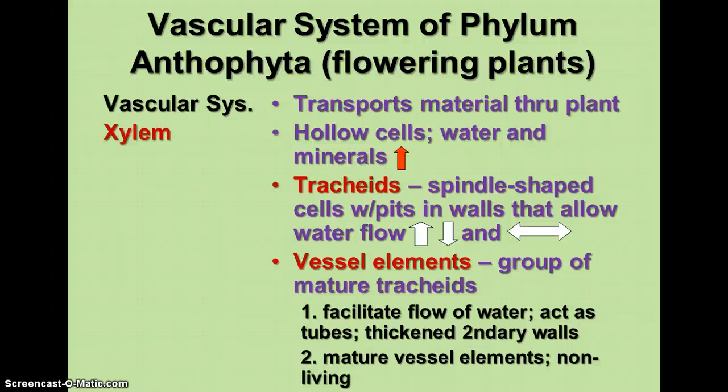Two main kinds of cells found in the xylem are the tracheids and vessel elements. The tracheids are spindle-shaped cells with pits in their walls that allow water to flow not only up and down, but also side to side from one cell to the next. And then a vessel element is a group of mature tracheids, and these help make the water flow more easily. They kind of act like tubes. They have thickened secondary walls, and they're non-living. The tracheids are living cells, and the vessel elements are no longer living, but still function to move things from place to place.